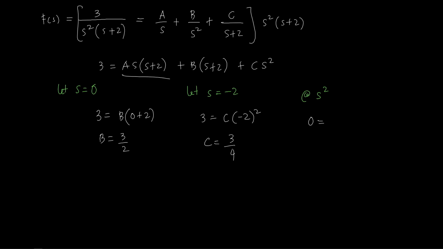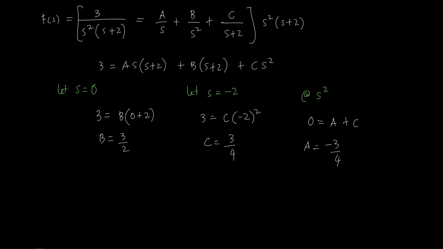What is the S squared here? A. And what is the S squared here? C. So, we can say that A is equal to the negative of C, 3/4. So, negative 3/4. We just move it over, so that it becomes negative. Okay?